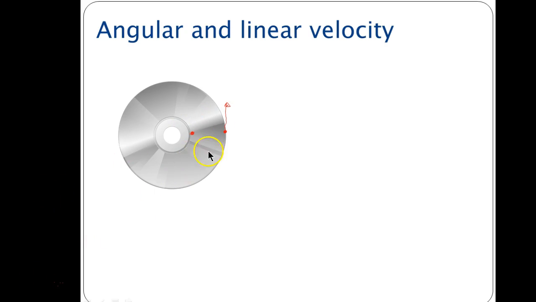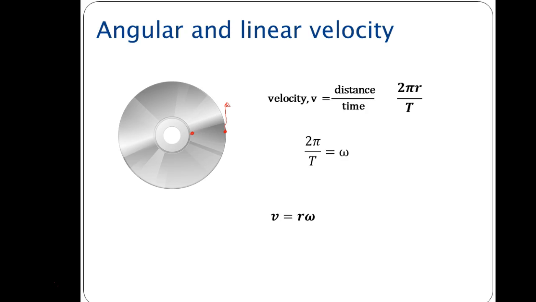Now clearly these two must be linked, and so the equation that links them, if we remember velocity is distance divided by time, we can say that the distance is given by 2 pi times the radius, that's the circumference of the circle at any point, divided by the time period. We know already that 2 pi over T is equal to omega, the angular velocity, and so we can write this useful expression for the linear velocity in terms of omega.